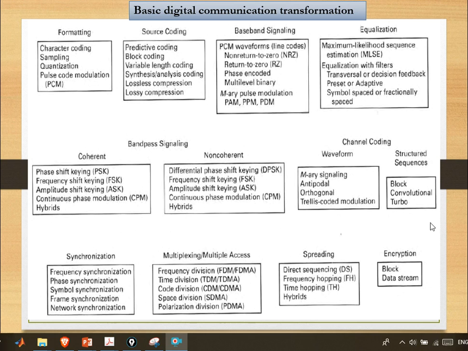After that, we have waveform. We have orthogonal waveform, non-orthogonal waveform, M-ary signaling, and too many types of these waveforms, that you select according to your requirements and according to the channel behavior. You have channel coding also. You have many types of channel coding: block coding, convolutional coding, turbo coding, polar coding, and many coding techniques. For example, the most recent coding technique that was proposed for 5G is polar coding.